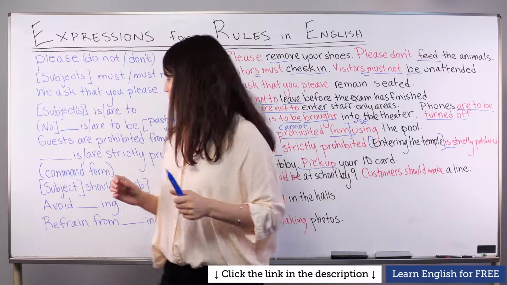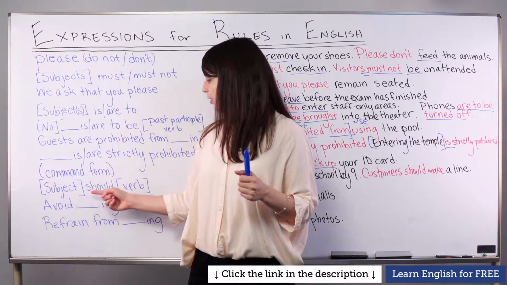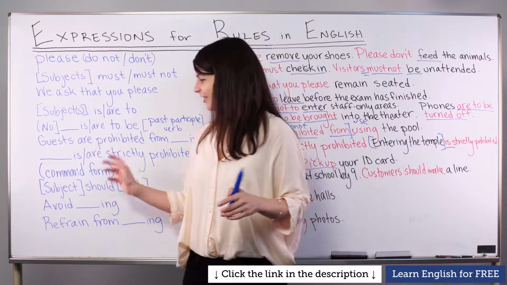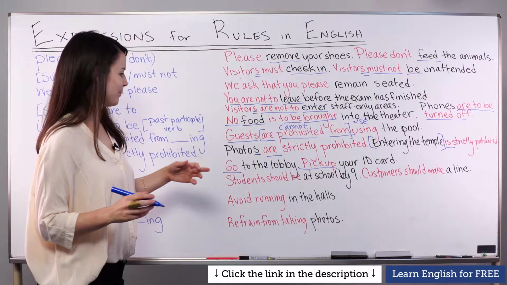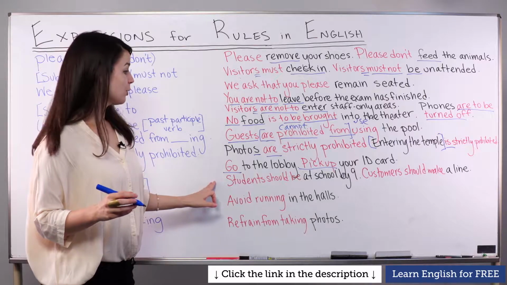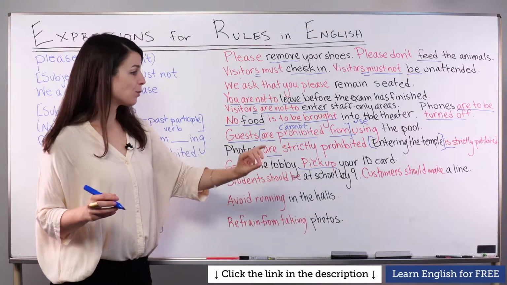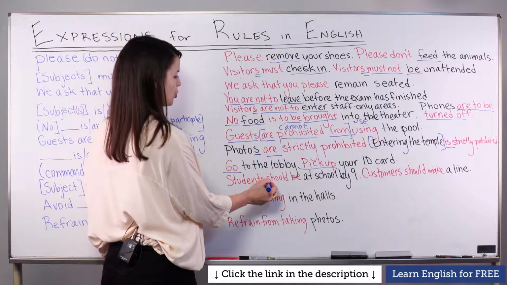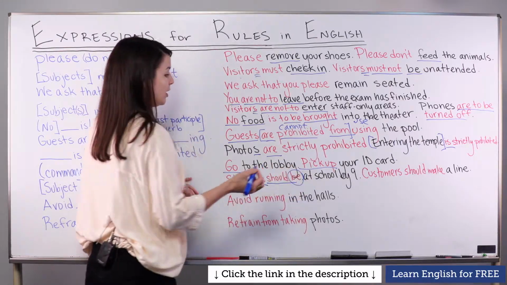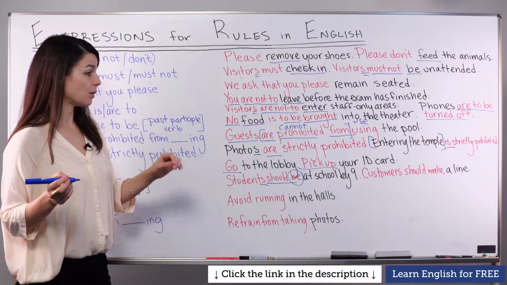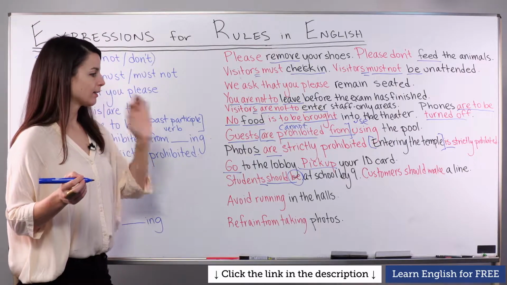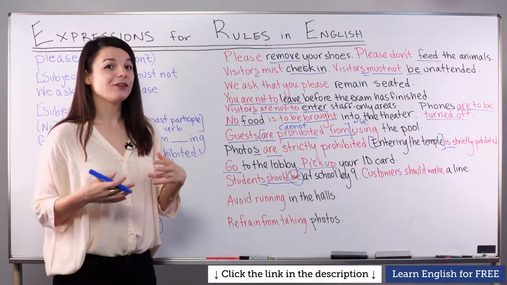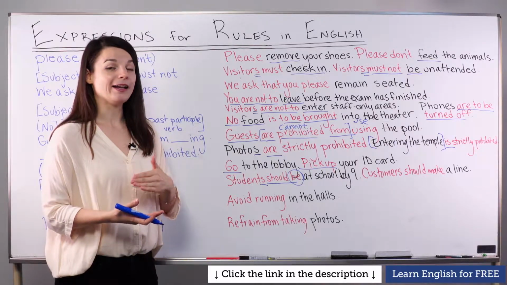Okay, one more that's similar here. Subject should verb. So this is a very open pattern for sure. Let's look at examples. What do I mean here? Students is my subject. Students should be at school by 9. Students is my subject. Should be is my verb. Students should be at school by 9. So this means it's like students ought to be. So it's best if students are at school by 9.